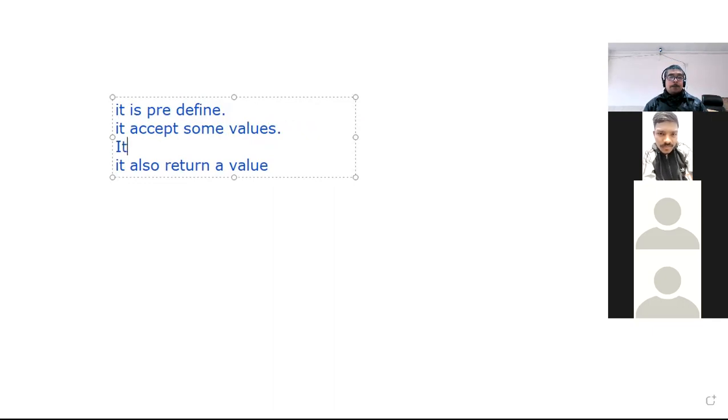the given work and it also returns a value. I hope it is clear. We have seen the function of various types. This was all about the function.